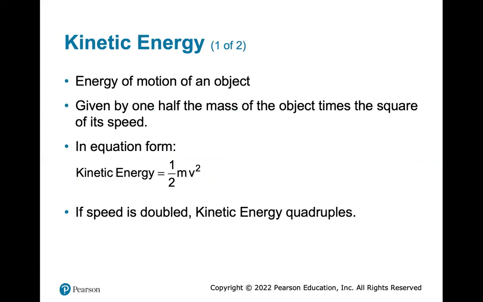Now, kinetic energy. Potential energy is the energy of position. Kinetic energy is the energy of motion of an object. It's given by 1/2 the mass of the object times the square of its speed. Momentum, we learned, was mv, mass times velocity, whereas kinetic energy is 1/2 times the mass times velocity squared. So if the speed is doubled, the kinetic energy quadruples. If you double the speed, momentum is only doubled, but the kinetic energy increases by a factor of 4.